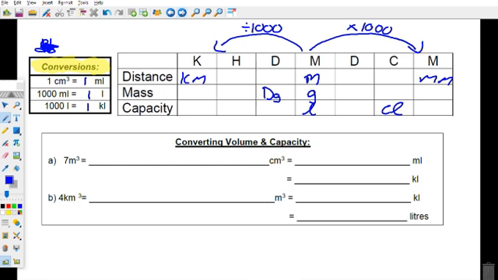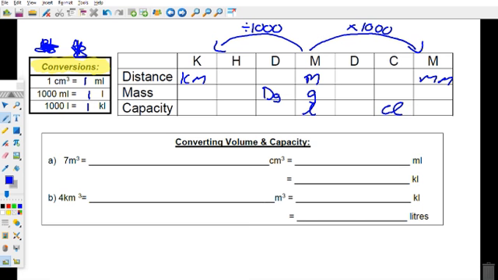So when we're looking at this, I said the conversions are very important. This is very important for this chapter. So if you haven't written it down, write it in now. 1 centimeter cubed, because we're talking about volume, is equal to 1 milliliter. So we're talking about distance, meters, centimeters, and so on. Mass talks about grams, and capacity talks about liters.